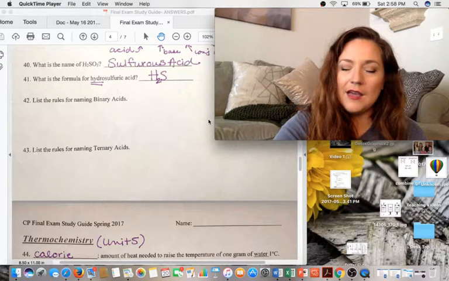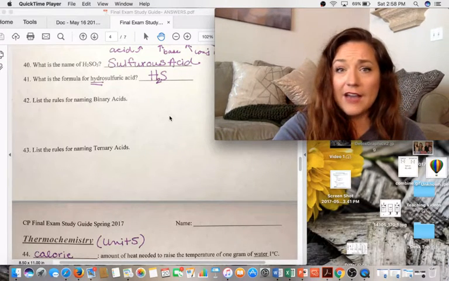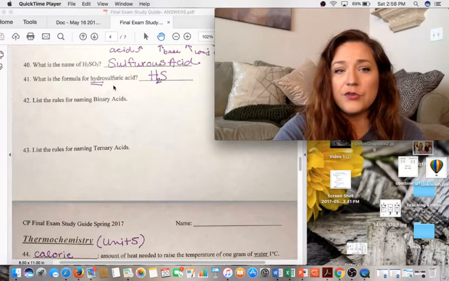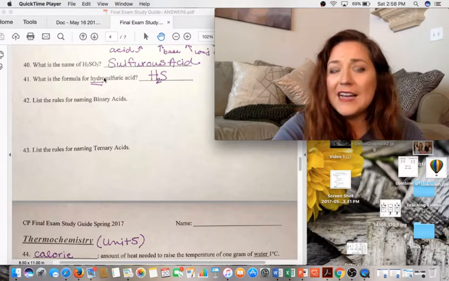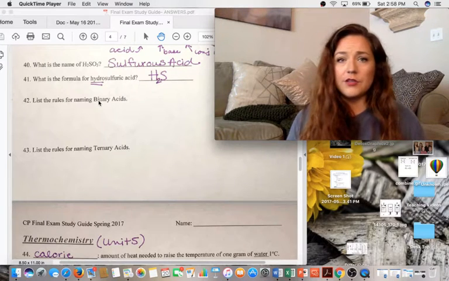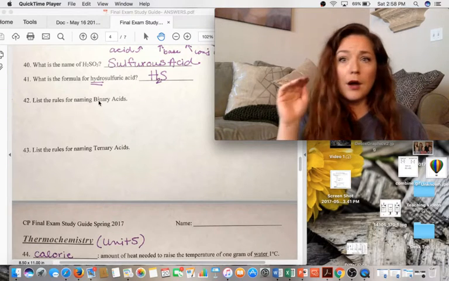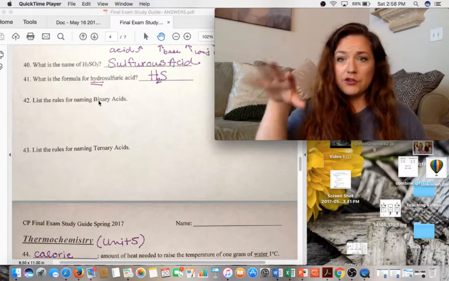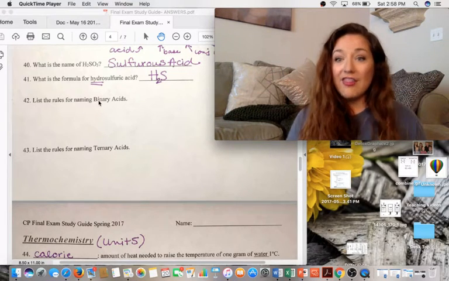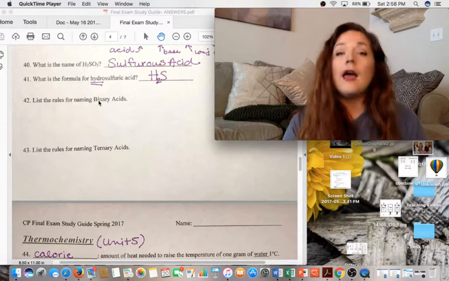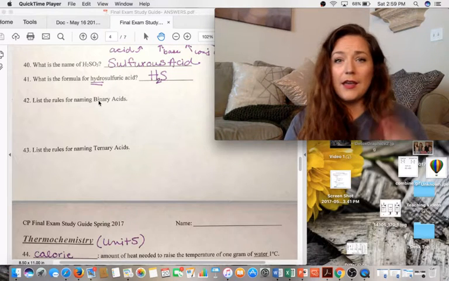Now, remember that only binary acids have hydro in front. So in this case, for 41, you have hydrosulfuric acid. Because hydro is in front, that automatically tells me all I have is two things, hydrogen and sulfur, that's it. If it was hydrobromic or hydrochloric, those are only related to hydrogen and bromine, hydrogen and chlorine. That is it. Anytime you have that hydro in front, that is telling you automatically there are only two elements involved, hydrogen and the other element.